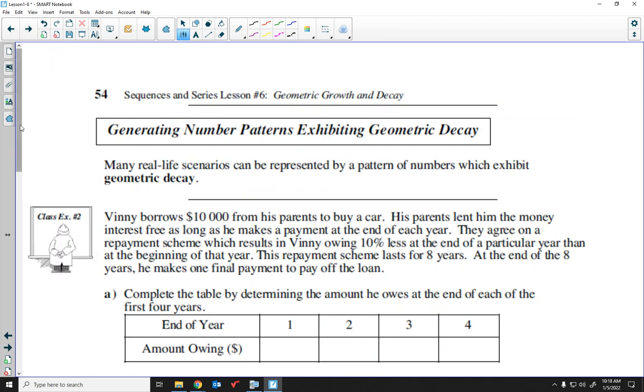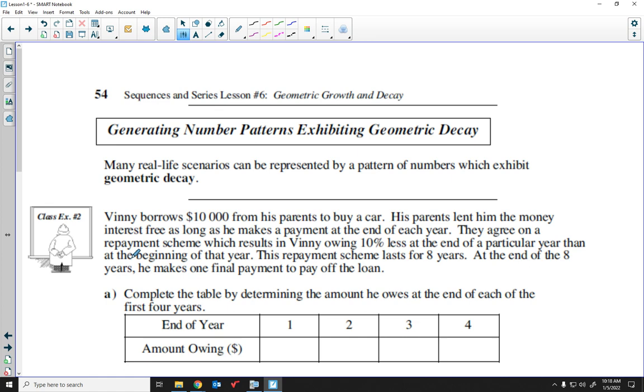Now we're going to look at a situation where we have something decaying. As years pass, whatever our term values are in the sequence, they're going to progressively get smaller and smaller. Second example: Vinny borrows $10,000 from his parents to buy a car. His parents lent him the money interest-free as long as he makes a payment at the end of every single year. That's nice of them.